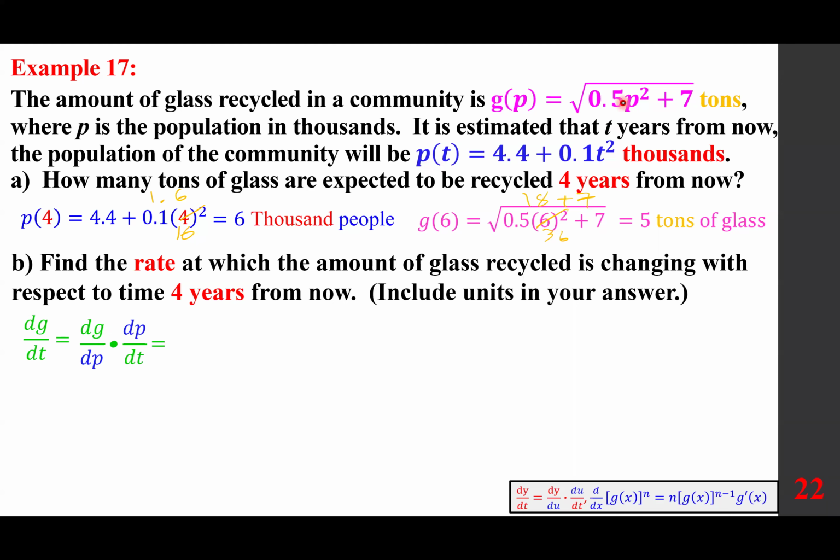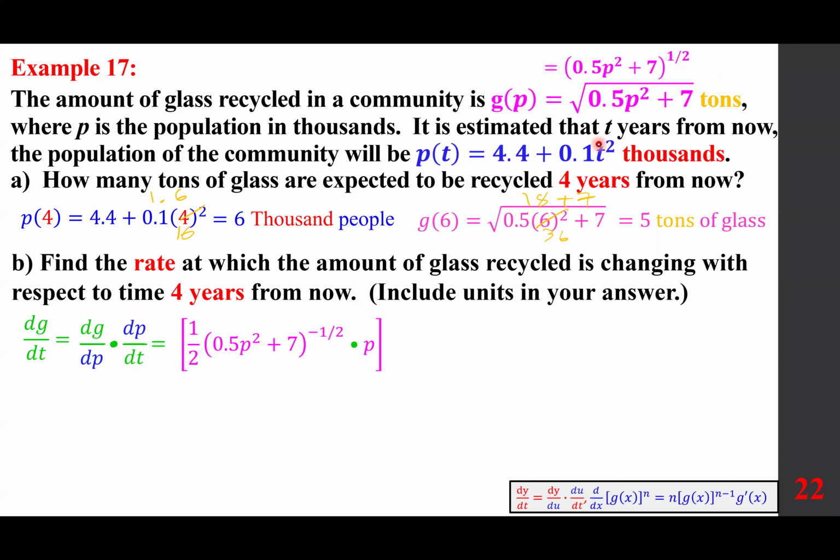You have to change this so it becomes ready for the extended power rule. So you raise this to the power of 1/2. And now dG/dP: 1/2, same thing to the power of 1/2 minus 1, or negative 1/2, times the derivative of the inside. With respect to P, that is 0.5 times 2P. So again, 1/2, same thing to the power of 1/2 minus 1, the derivative of the inside, 0.5 times 2P. That's dG/dP, everybody. What is dP/dt?